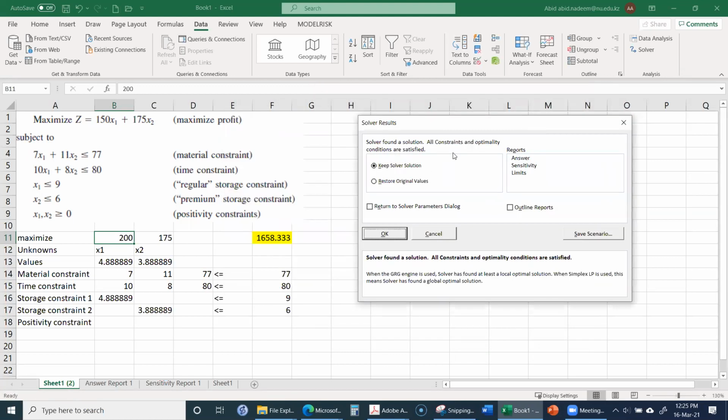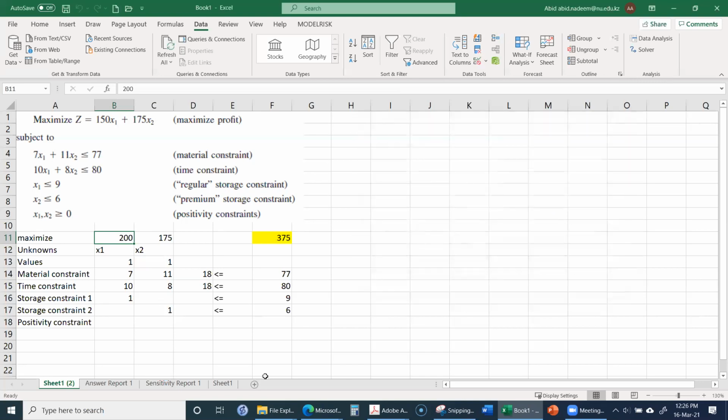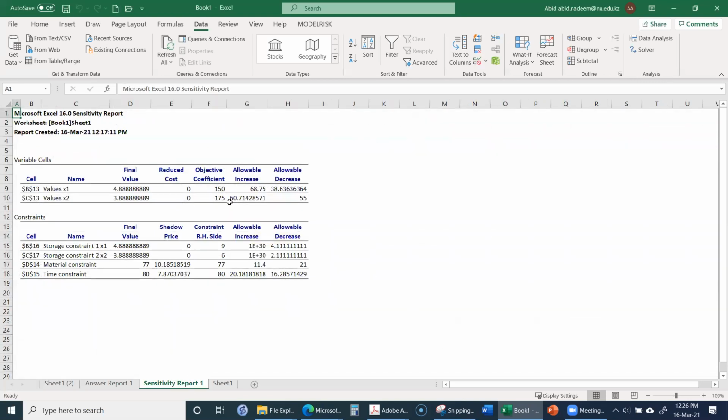Solver has found a solution. And here you can see that the answers have not changed, right? Although of course this maximum profit has changed. Earlier it was 1413, now it is 1658. But the optimum values for X1 and X2 have not changed. So this is what the sensitivity report is telling us for our original sheet.